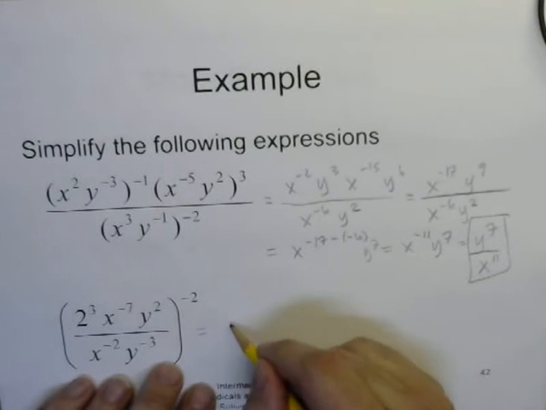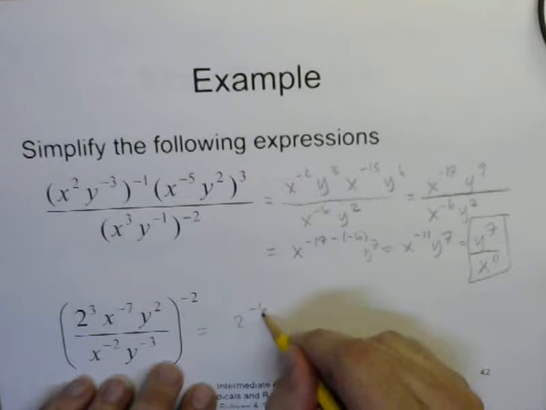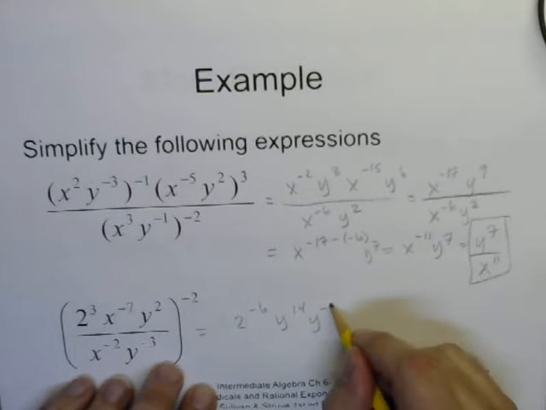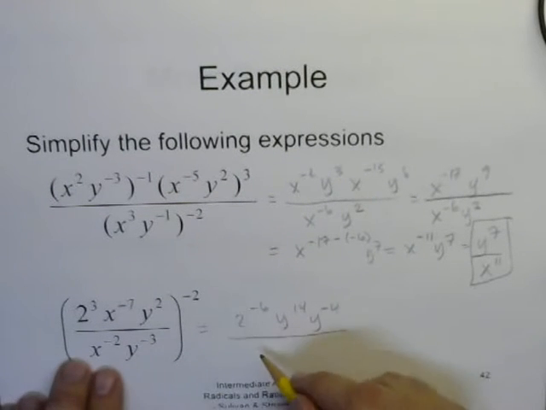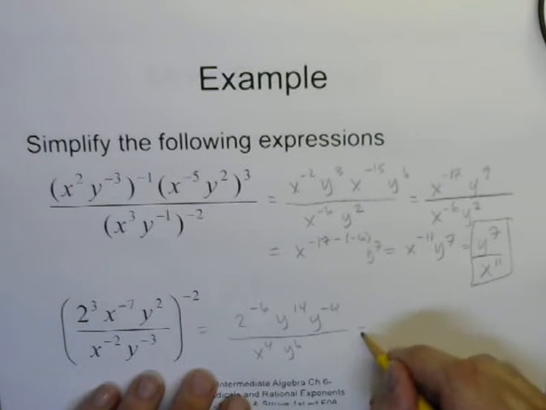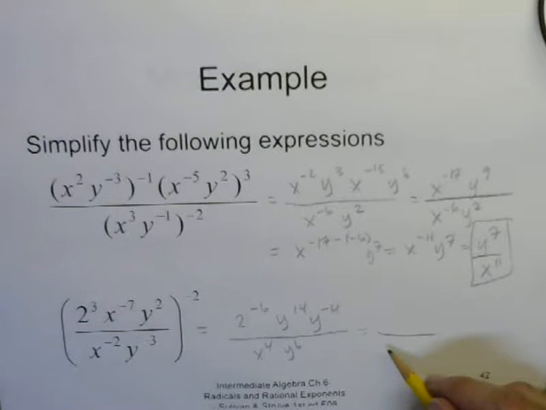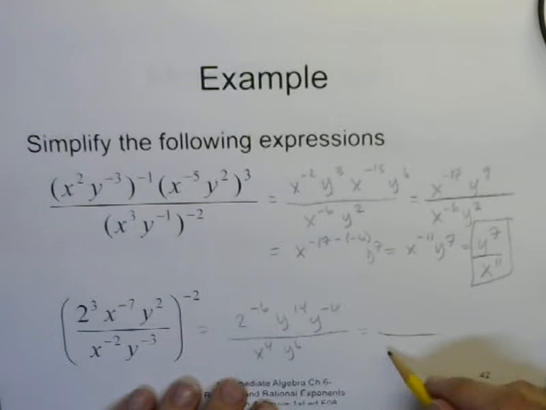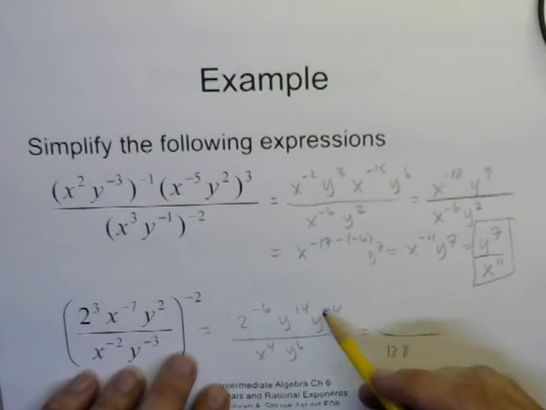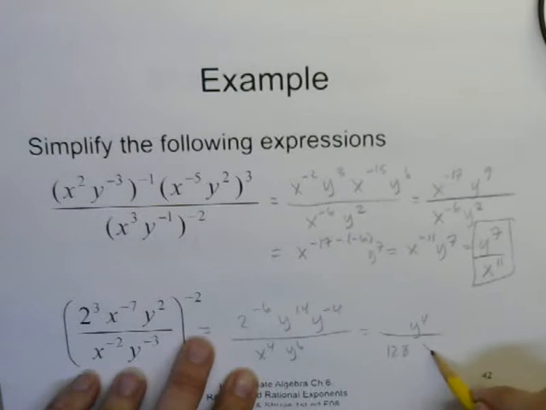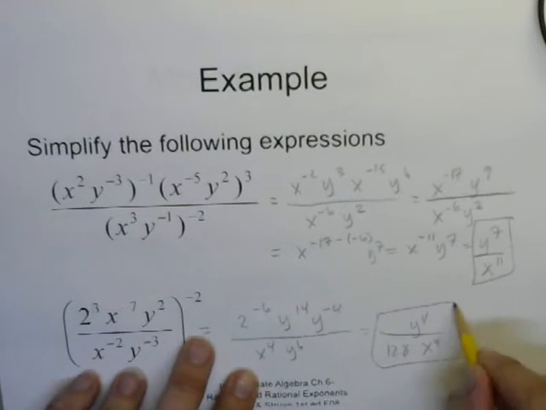For this one, again, you get 2 to the -6 times y to the 14th. You get y to the -4 there, and then that would be all over x to the 4th times y to the 6th, right? Then just simplify. So let's just bring this 2 to the -6 to the bottom. So 2 to the 6th power, I think, is what, 128? And then the y's here, you'll get y to the 10th divided by y to the 6th. That'll give you y to the 4th. And then that x to the 4th will stay on the bottom, and then that's simplified.